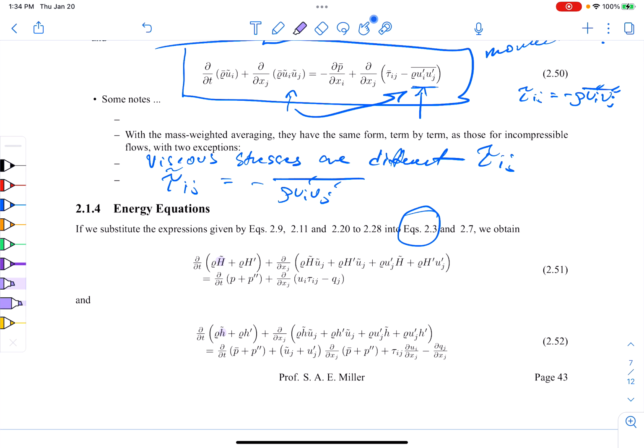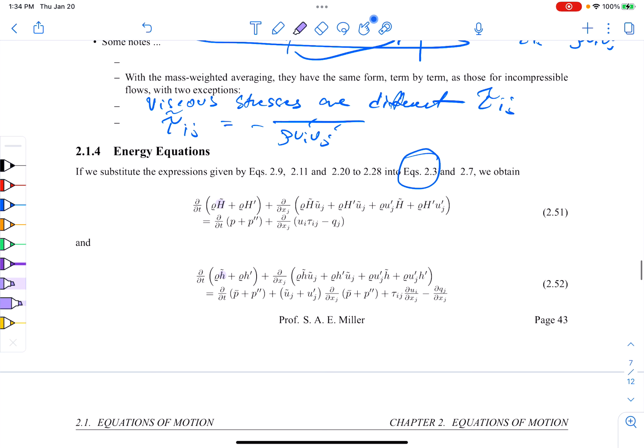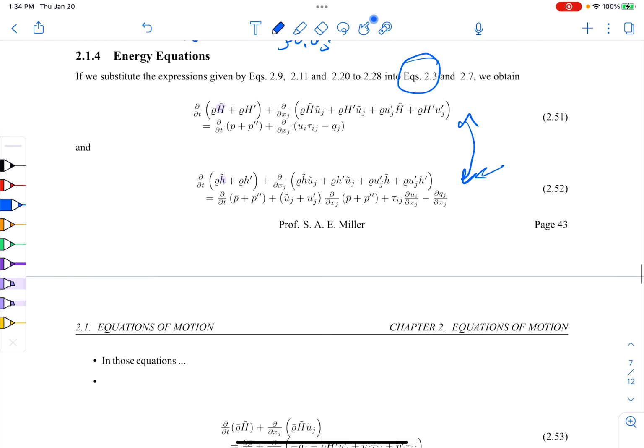And so I haven't made a calorically perfect gas assumption either. This is valid for real gases. It would also be valid for chemically reacting flow if I added in extra terms for my chemical reactions. But we're not going to do that. This isn't a combustion class. Okay, so I have two forms of my energy equations. These are the two most general forms. I just pull away my kinetic energy from the second form, which is fine, and there are certain reasons you might want to do that for different problems.